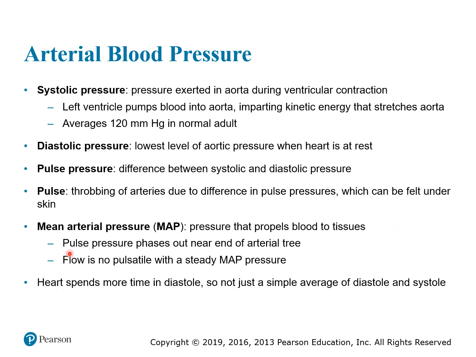And pulse pressure becomes smaller and smaller as it goes towards the end of the arterial tree. Our heart spends more time in diastole. So it is mean arterial pressure. It is not simply that I take the mean of the systolic and the diastolic pressure, add both and divide by 2, and get mean arterial pressure, because our heart spends more time in the diastole.